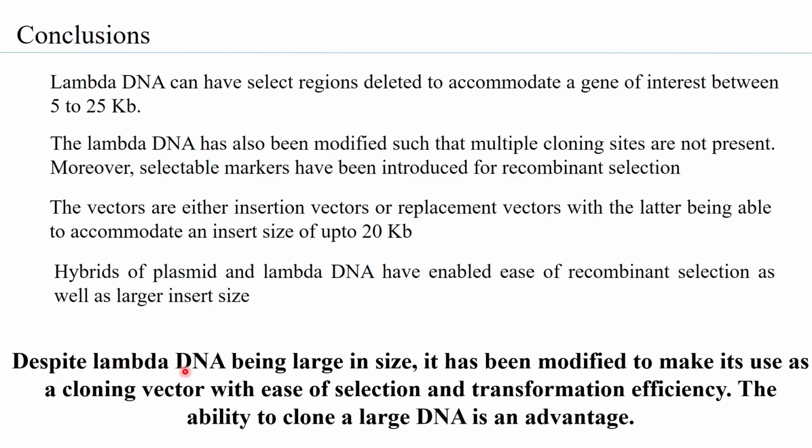Therefore, despite lambda DNA being large in size, it has been modified to make its use as a cloning vector with ease of selection and transformation efficiency. The ability to clone a large DNA is definitely an advantage, and that is why lambda phages or lambda vectors are a type of vector that has been commonly used for cloning experiments.